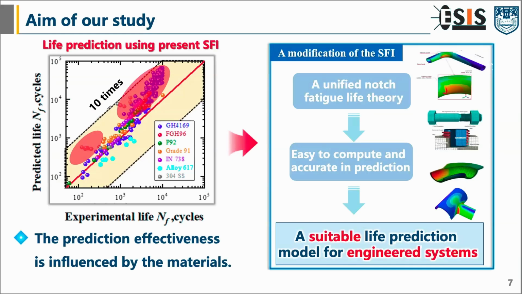However, there are some problems with these models. One of them is that the same SFI model may predict different materials with varying quality, so the prediction effectiveness is influenced by the materials. So a suitable life prediction model for engineering systems is required, which may have a unified notch fatigue life prediction, and be easy to compute and accurate in prediction.